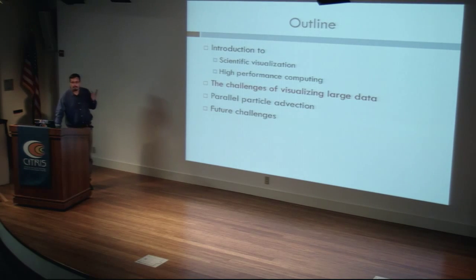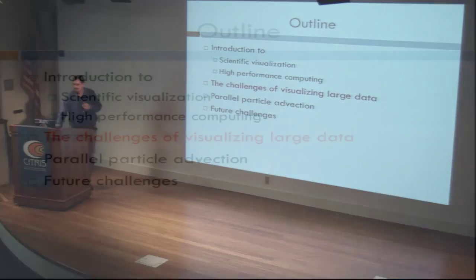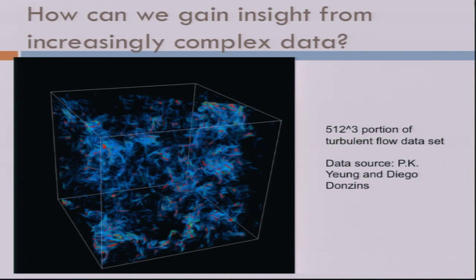Okay, so thank you for enduring going through the background material. Let's talk about some fun stuff. This is a turbulence simulation done by PK Yeung and Diego Donzis. Turns out actually pretty good. You guys have a good projector. This is a 512 cubed portion of their data set. This is what people were able to calculate 10 years ago.